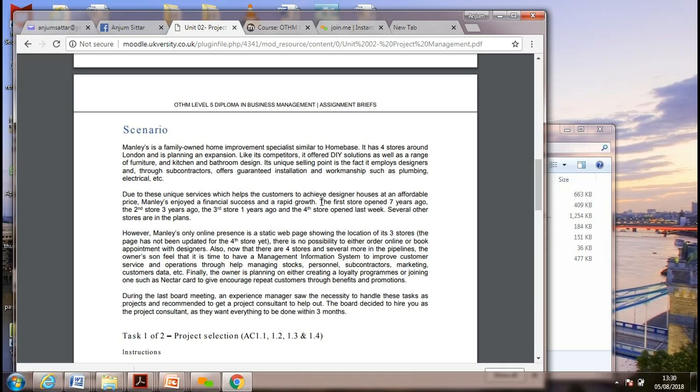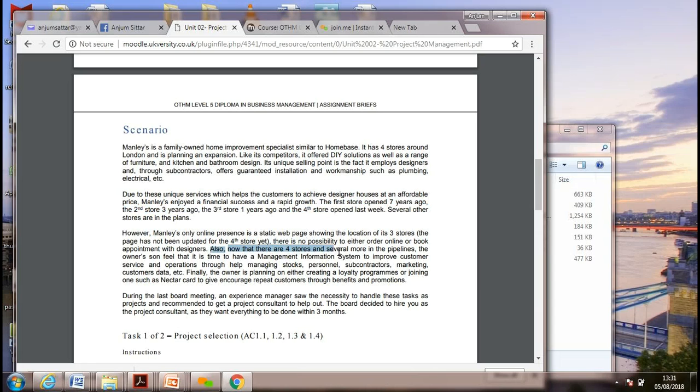That's the background information. The store opened 7 years ago, and they have several other stores in London. However, the only online presence is a static website. So maybe we need to recommend a dynamic website as well. Static means it won't change, whereas a dynamic website keeps changing, so she can amend the prices and things as well. There is no possibility to either order online or book an appointment with the designer. So this new dynamic website should provide these facilities as well.